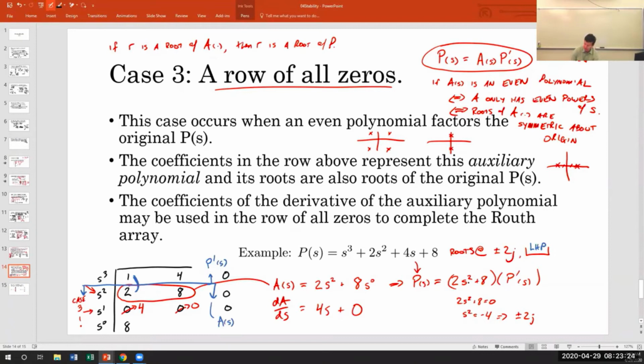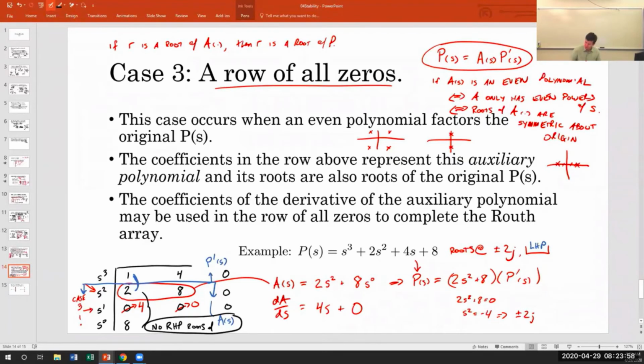So if you could not factor the auxiliary polynomial, in this case it was 2nd order so it was pretty easy to factor, you could walk down this array with the newly formed derivative line and continue your Routh criterion. So this would tell me that there are no sign changes. So this says that there are no right half plane roots of A. The payoff is that we were able to conclude that the roots of P are going to be either on the imaginary axis or to the left.